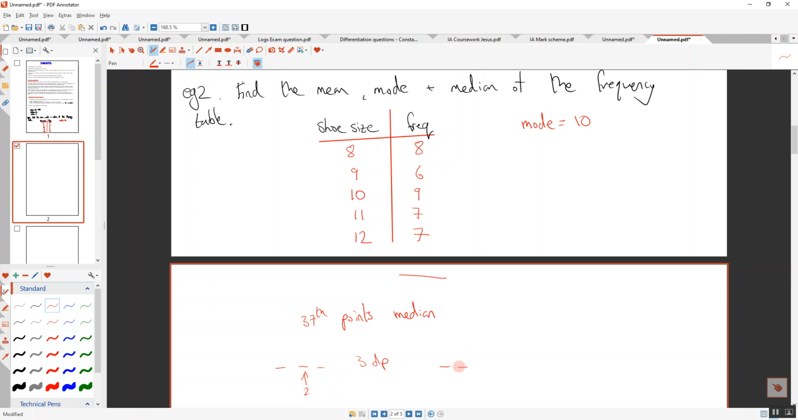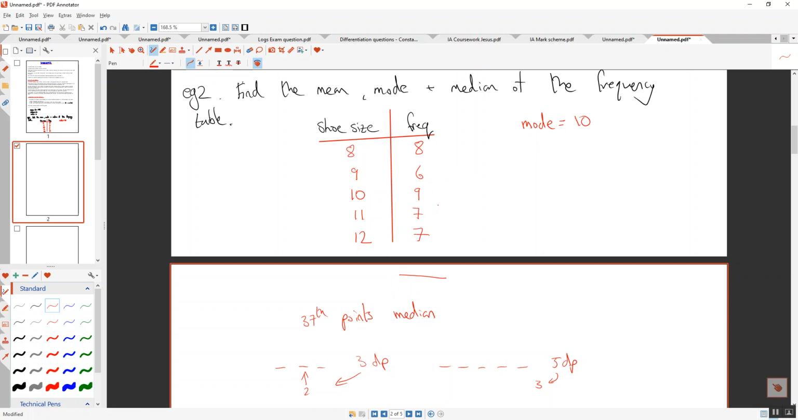Let's imagine I've got 5 data points: 1, 2, 3, 4, 5. The median is going to be the third one, okay? So what's the relationship? You round up, or add 1 and divide by 2. So if I add 1 to 37 and divide by 2, it's going to be the 19th data point. The first 8 are size 8, and then the next 6 brings me up to 14. So the median is going to be 10, okay? That's how you would think about it.